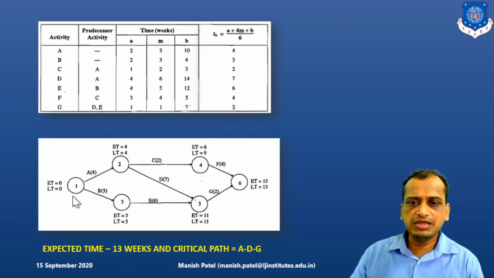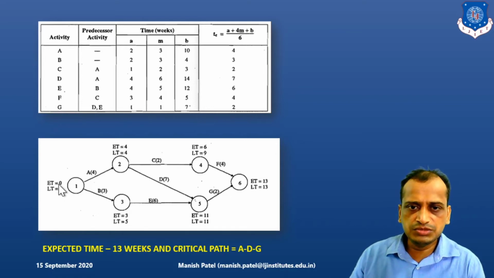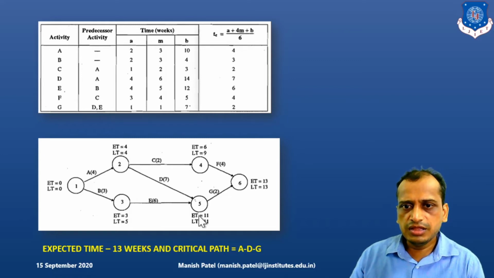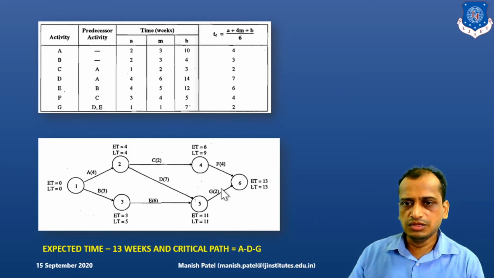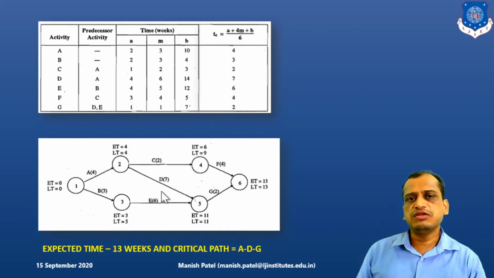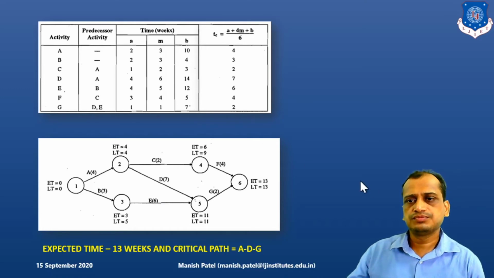And what is the critical path here? If you look carefully, from 0, 0 to here 2, that is 4 and 4. Then you have this path, it is 11 and 11 here, equal, right? EST and LFT. And from there, activity G ends here at 13, 13, that is ET and LT. So what is the critical path here? A, D and G. Those are the activities involved in the critical path, so those are the critical activities.